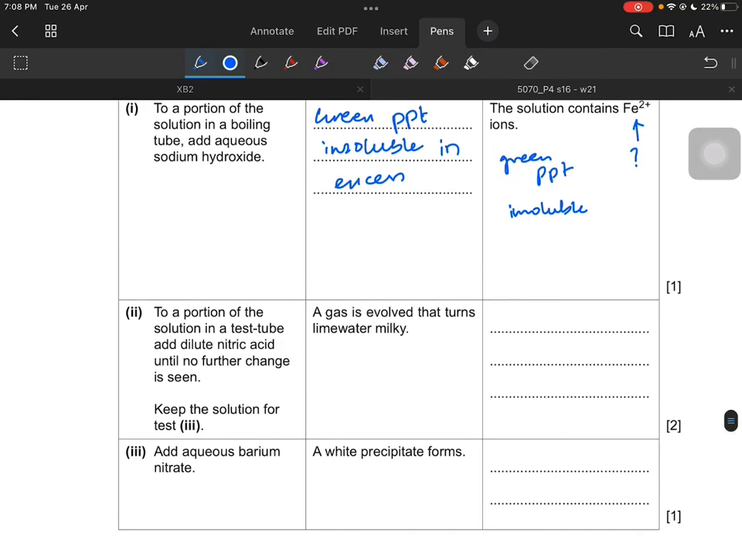To a portion of the solution in a test tube, add dilute nitric acid until no further change is seen. A gas is evolved that turns lime water milky. I know that a gas that turns lime water milky is carbon dioxide. So carbon dioxide is released. Why would a carbon dioxide gas sample be released when nitric acid is added? So that is only for carbonate.